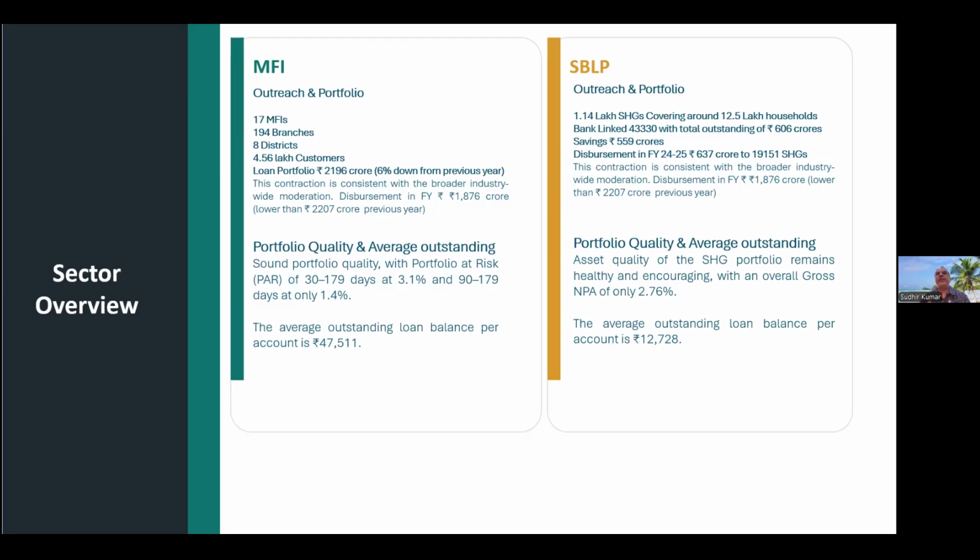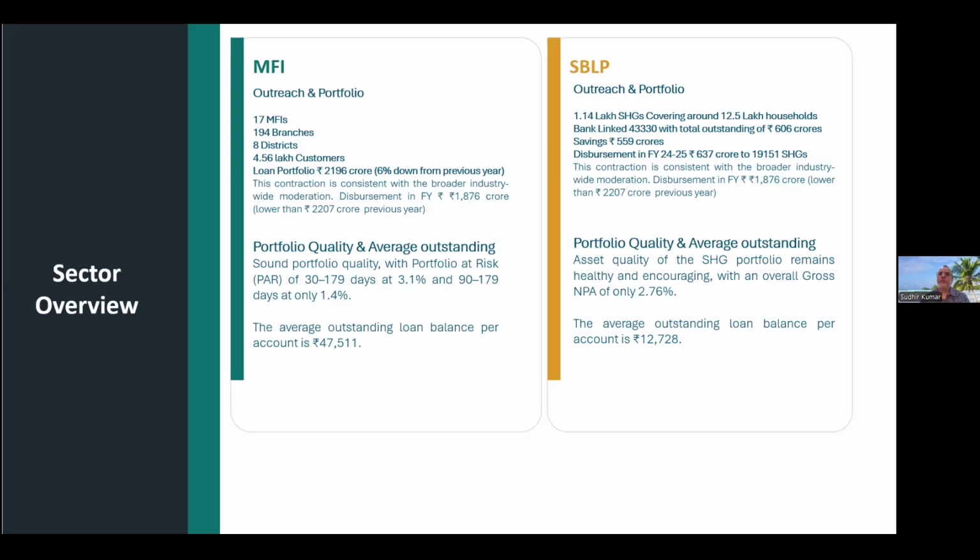Now, duplicity is something that will come further, because that is something primary data will show. So what you're trying to say is that this is the average outstanding for a borrower from the MFIs, whether 1 or 2 or 3. Yes, sir.